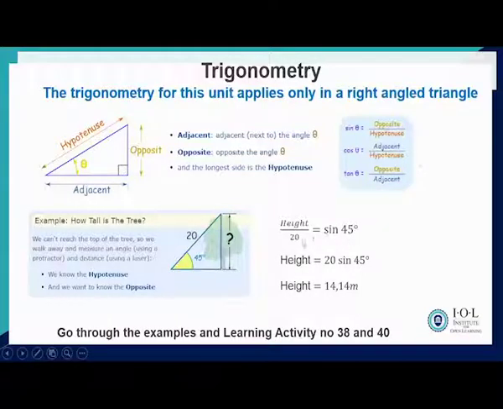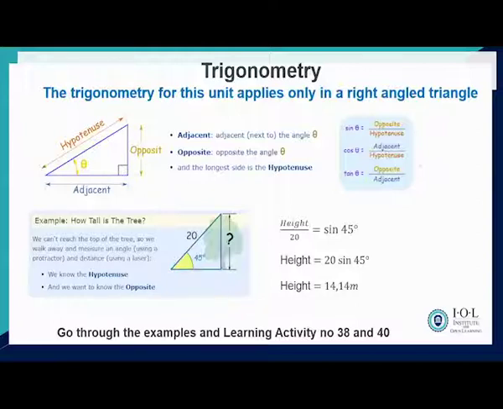There we are. So how do I get rid of the divide by 20? I multiply by 20. So height equals 20 times sin 45. 20 times sin 45 will give you the height of the tree. And this you key in on your calculator exactly, and make sure your calculator is on degrees. And then you work that out.